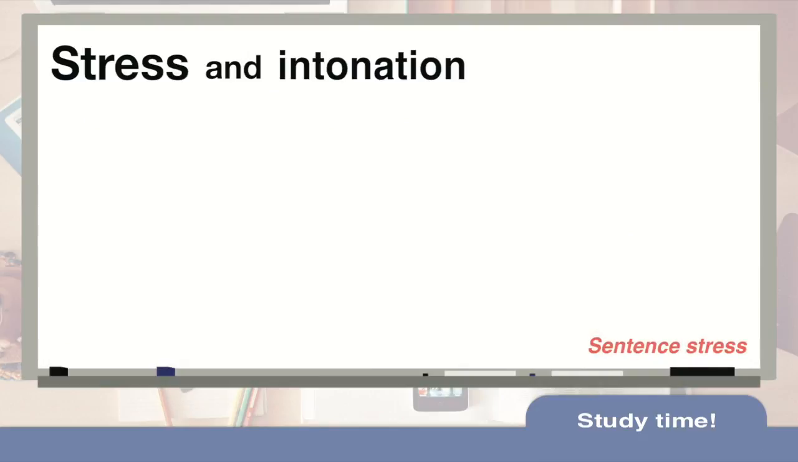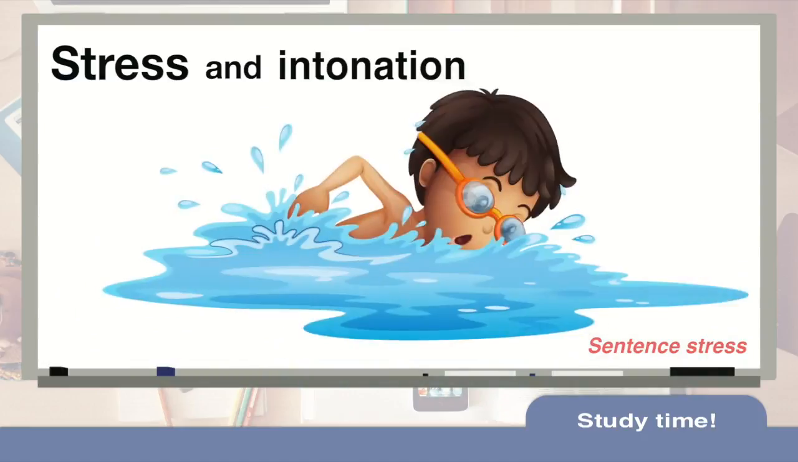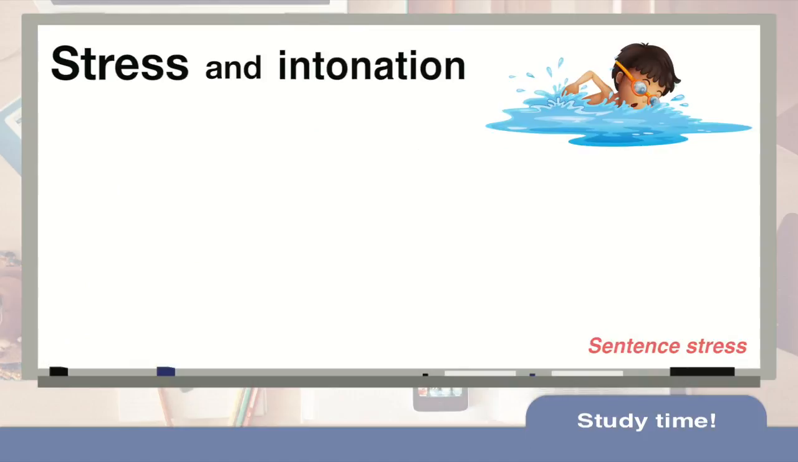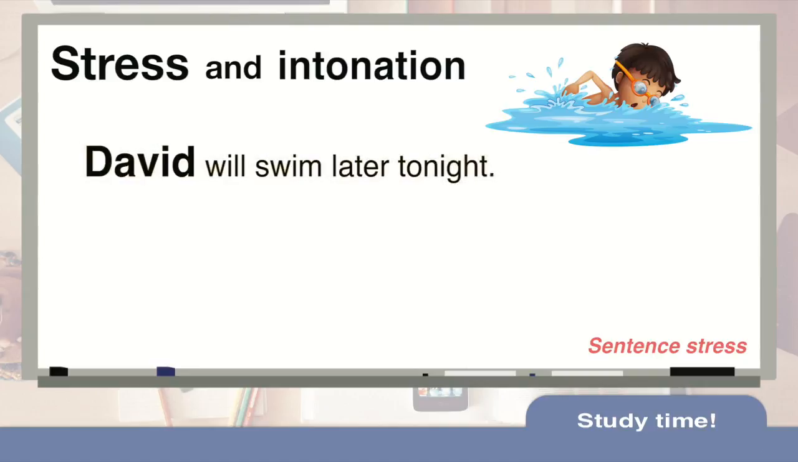Next, let's look at sentence stress. Using the topic of swimming, I have a few examples that should help you understand how sentence stress can really affect the meaning of a sentence. The letters in bold are stressed, so let's hear a few examples. David will swim later tonight. Here the speaker is emphasising who will go swimming. So imagine the question is, who is swimming tonight? And the answer is, David will swim later tonight.